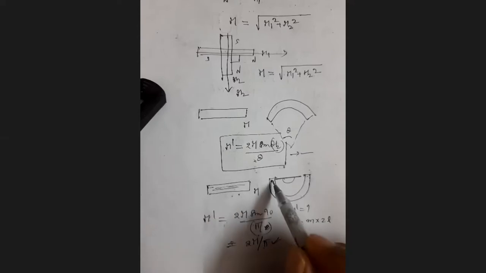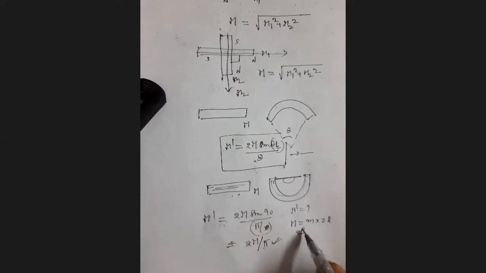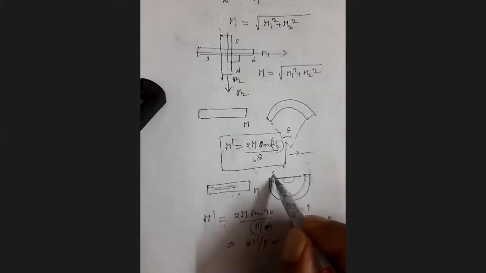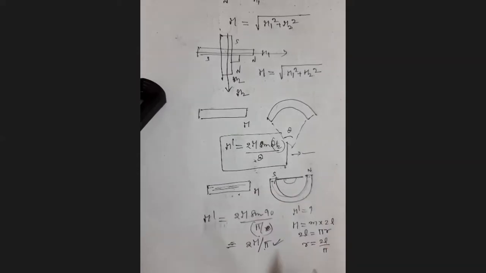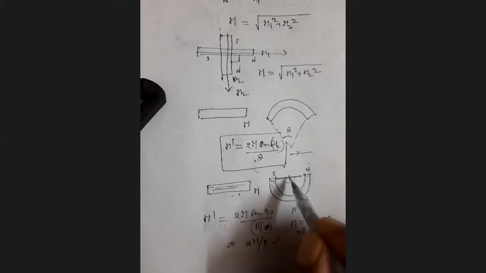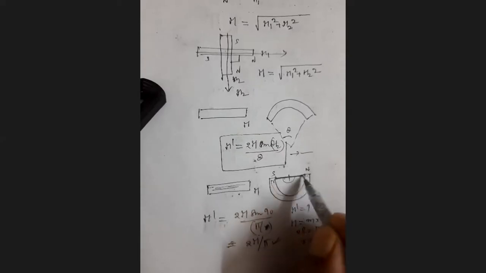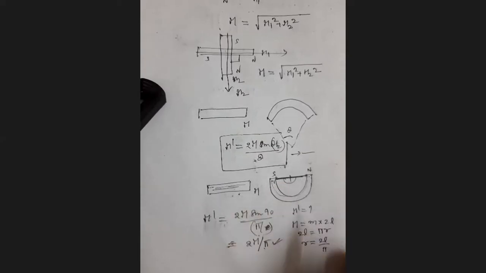This 2l length is equal to half of this circumference, 2l equal to pi r. So from this, r is equal to 2l by pi. Now say this is South Pole and North Pole, right? Here the effective length is equal to 2 into radius, or the diameter length.